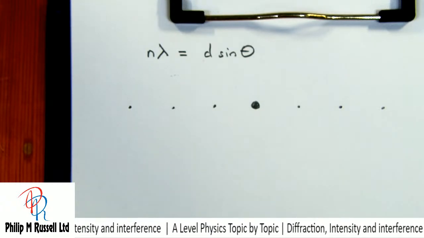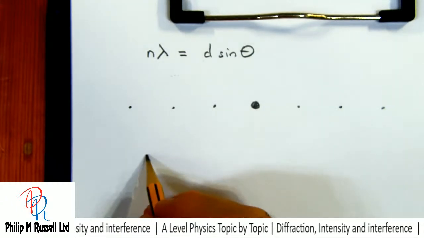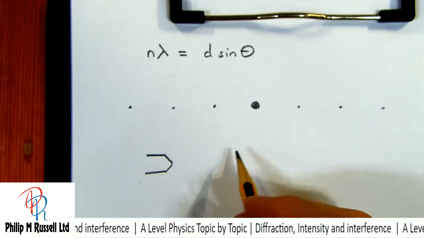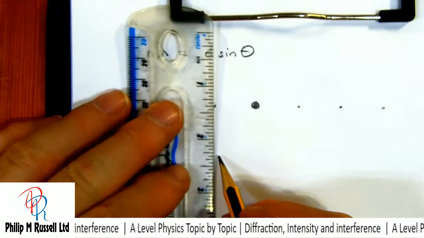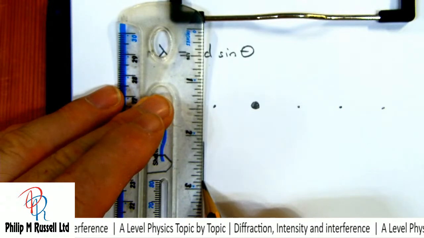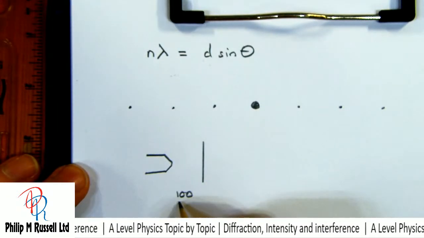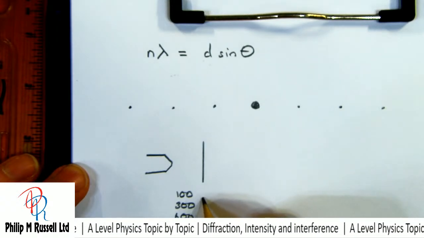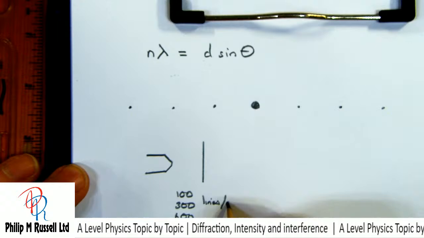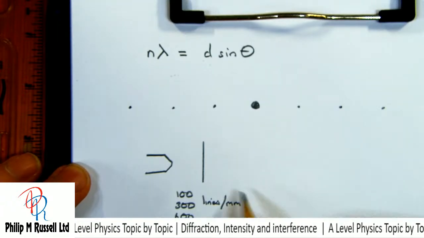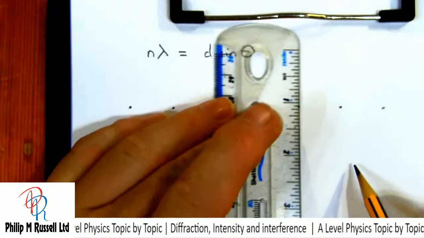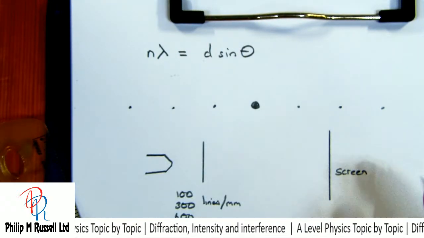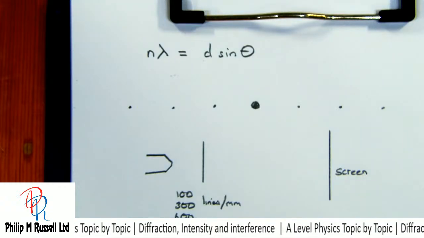Our basic layout for this experiment is we've got the laser, it's shining on a diffraction grating with either, in this case, 100, 300 or 600 lines per millimeter, and this then goes out onto a screen which is a distance away.